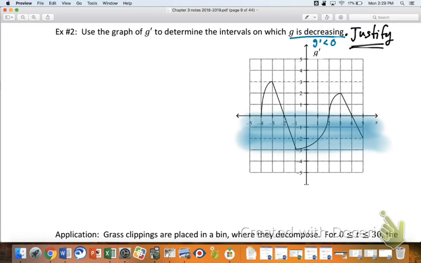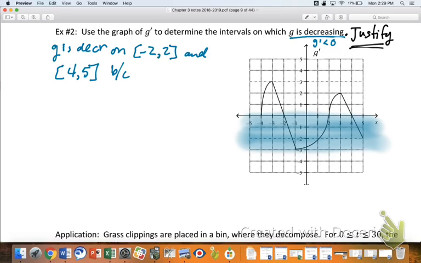That make sense? Okay. So walking around talking to you guys, I saw some really nice examples. Maybe we say something like this. G is decreasing on the intervals from -2 to 2 and 4 to 5. Because why? Because G prime is less than 0. There you go. G prime is negative on those intervals.